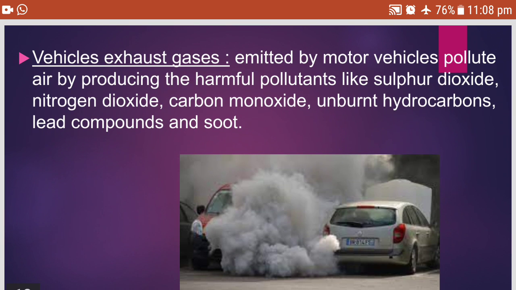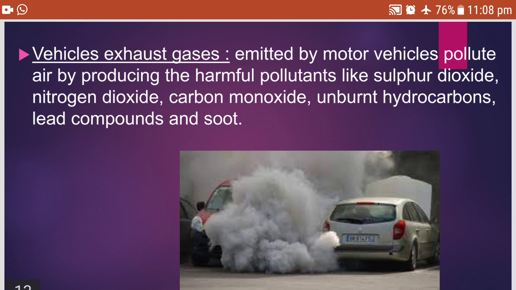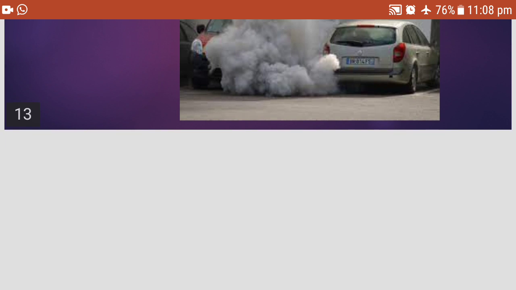The second one is vehicles' exhaust gases. Emitted by motor vehicles, they pollute air by producing harmful pollutants like sulfur dioxide, nitrogen dioxide, carbon monoxide, unburnt hydrocarbons, lead compounds, and soot. So we have to use a catalytic converter in our vehicles, which will convert the carbon monoxide, which is more poisonous than carbon dioxide, into carbon dioxide.